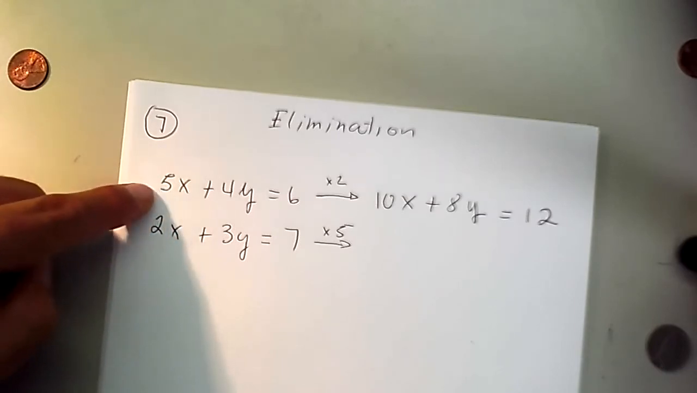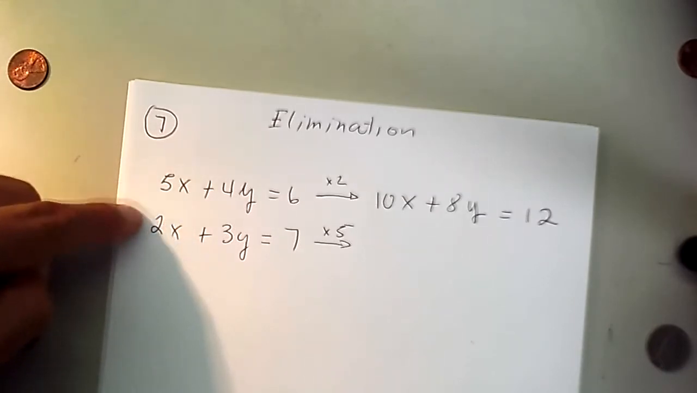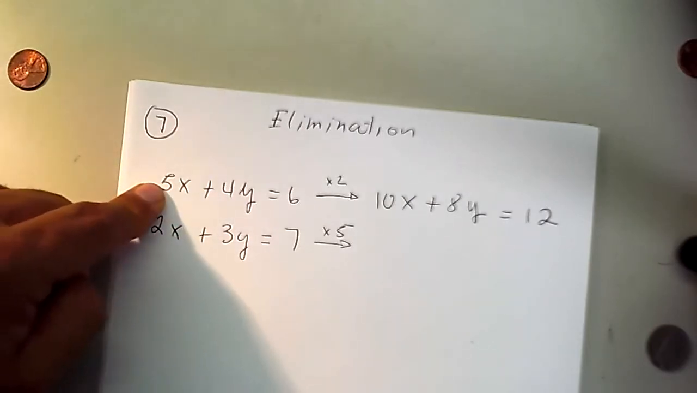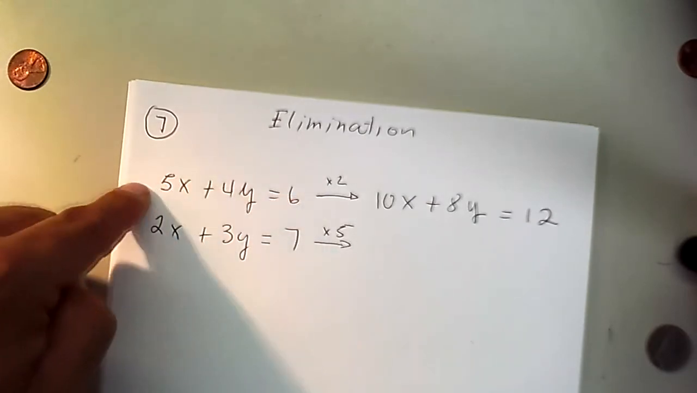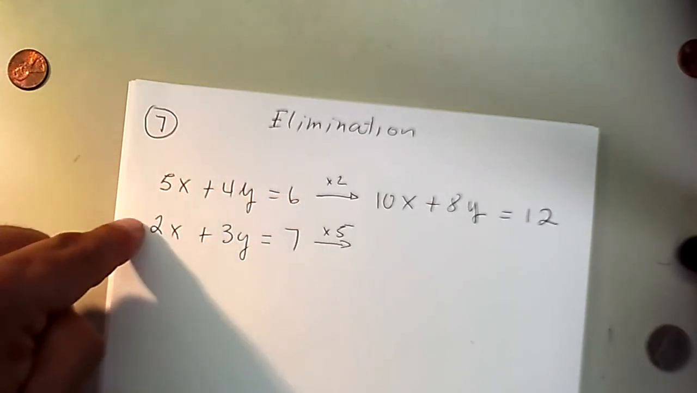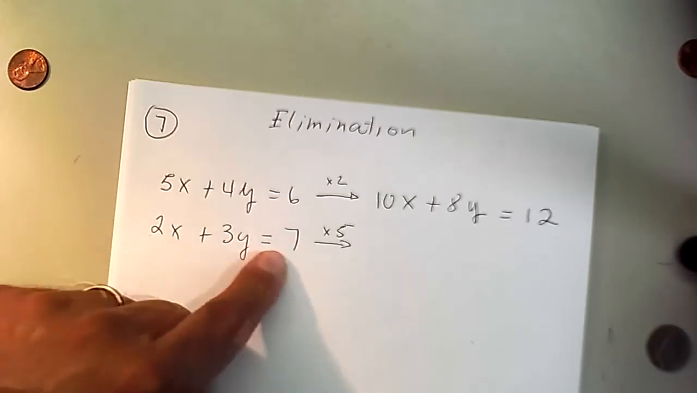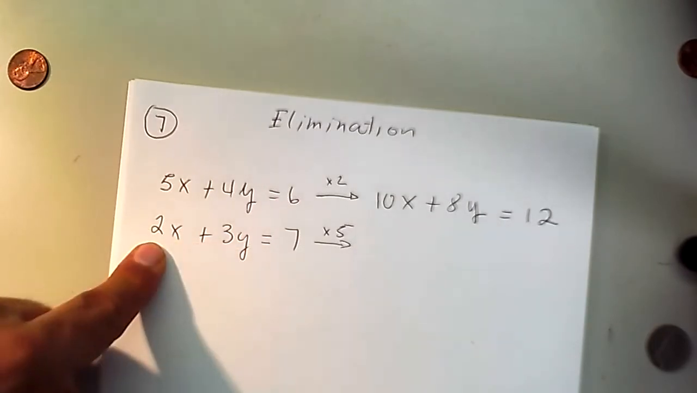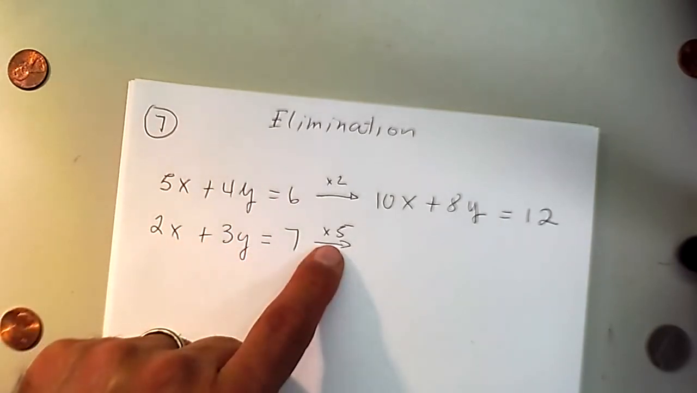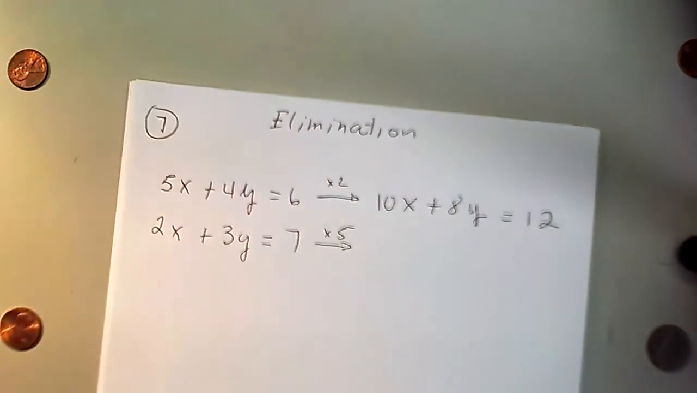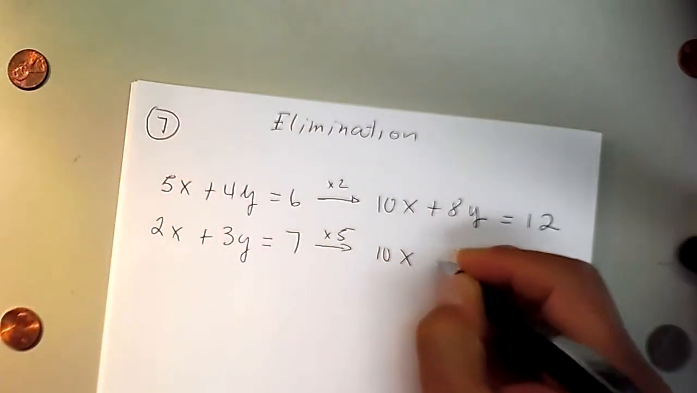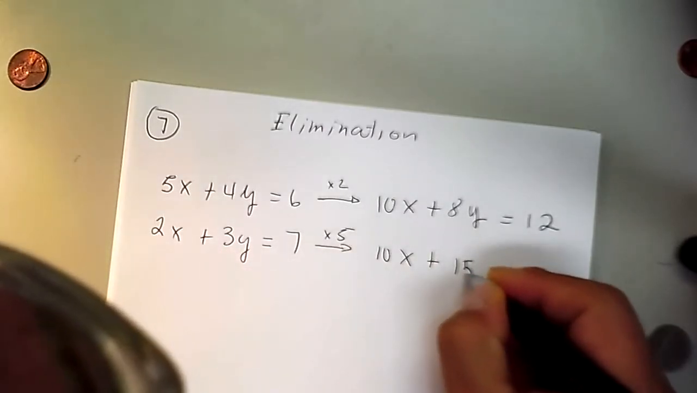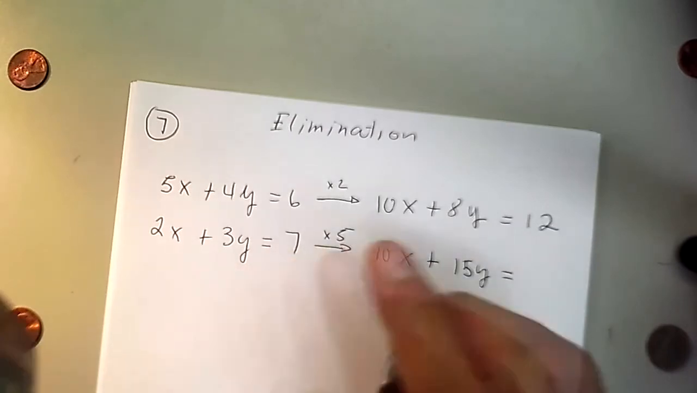So what we do is give to the equations the coefficient that is missing, that the other equation has. So this one has a 2, give a 2 to this equation. So that equation will have a 2 now. Give a 5 to this equation because it does not have a 5 while this one does. And that way this equation has a 5 now. So that's why we multiply by 5, to give this coefficient a 5. So we end up with 10x plus 15y equals 35.